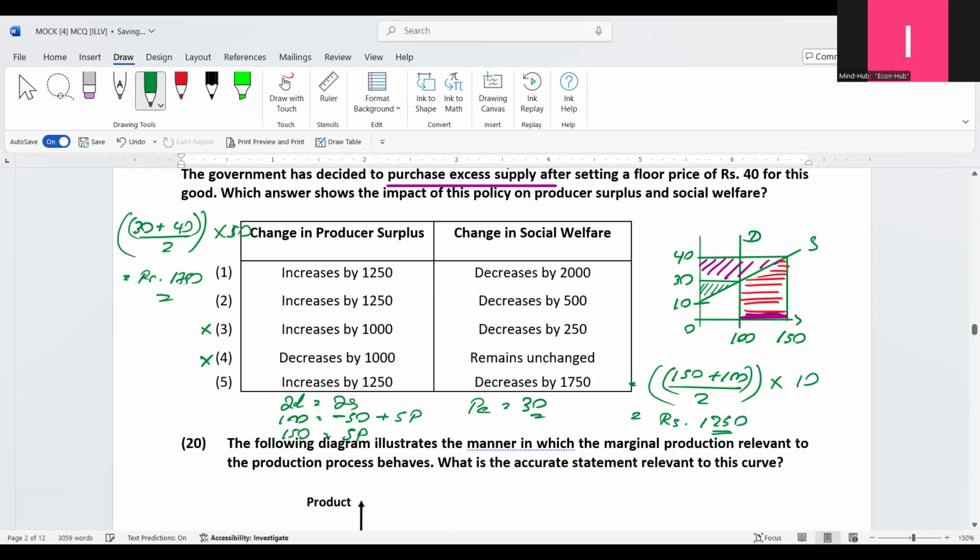Okay. So the correct answer would be number 5. Hopefully things are clear. There is the purple color trapezium, that is the change in producer surplus, which is an increase. The red color trapezium, that is the social welfare loss, which is a loss. So it's a decrease.